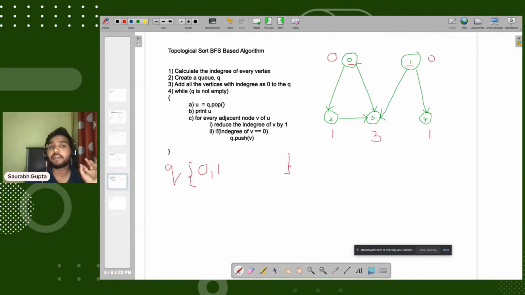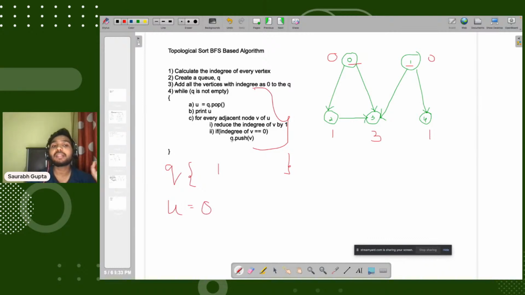Once we have done this, we will start iterating through a loop. This loop will run until my queue is empty, so if there is even one element, this loop will keep on running. Once we get inside this loop, we pop out the first element from the queue. What was the first element that was put inside the queue? That was the 0. So we pop out that element. I'll just remove this particular element quickly. So this 0 is popped out and it is stored in U.